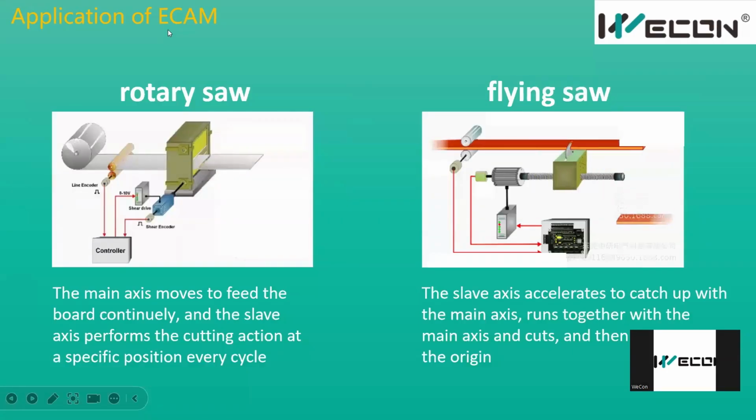Some applications of ECAM: we can see these two, rotary cutting and flying cutting. Here, the master rotates to feed the board, and the slave, this cutter, will move according to the movement of the master and cut the boards at a specific position in every cycle.